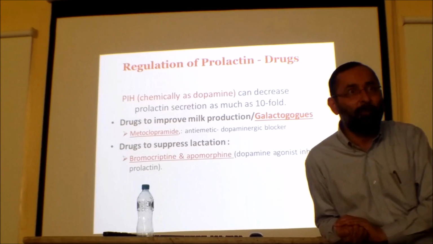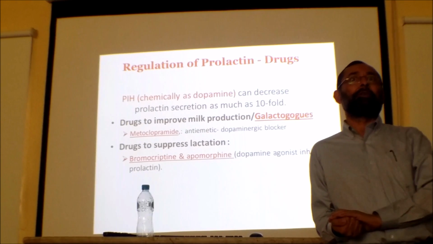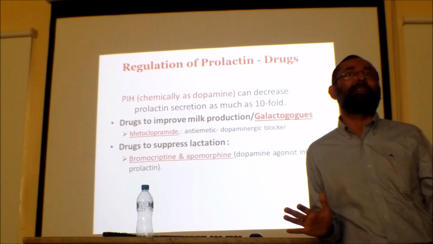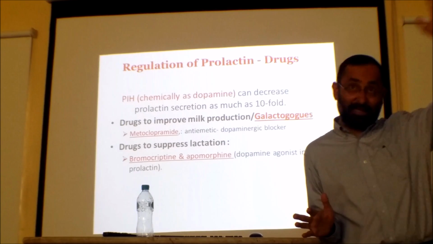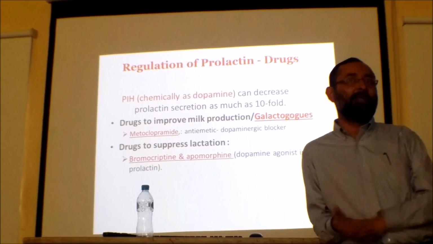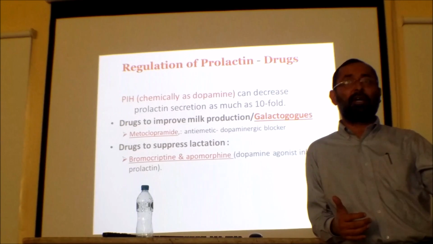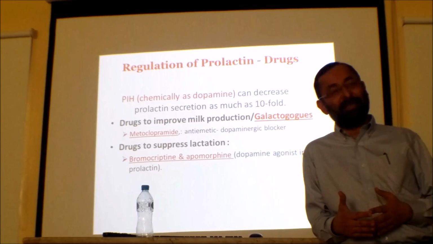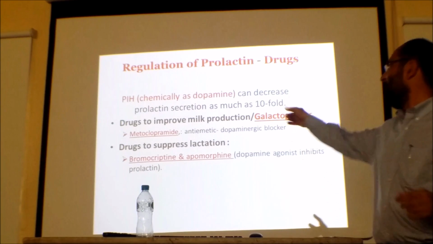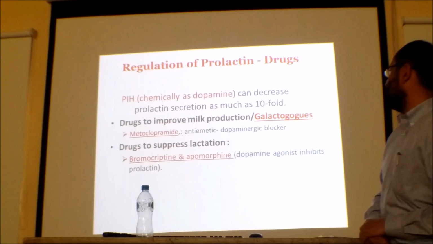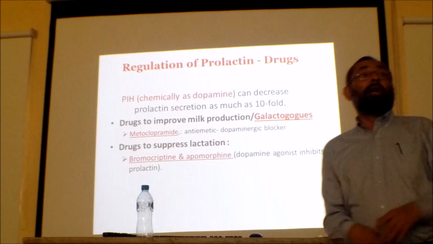If dopamine cannot work, it means now these cells are free. Okay? No inhibition coming from above, alhamdulillah. If no inhibition coming, there's a chance of more prolactin. And there's a chance of more milk secretion, isn't it? Okay, so it's metoclopramide. Okay, very good drug.